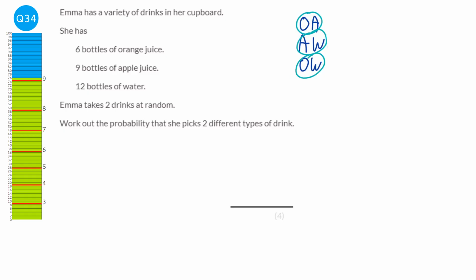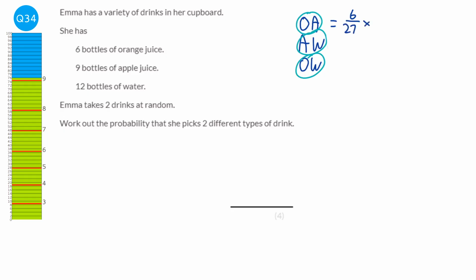hand side ones. To work out the probability of O and then A, so orange juice then apple juice, we work out the fact that it's 6 over, well, the probability of picking orange juice first of all is 6 over 27.